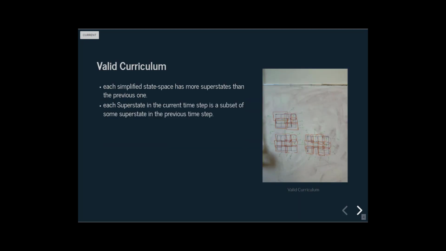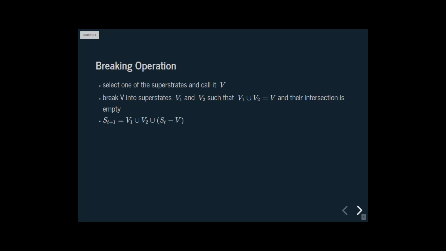A valid curriculum should satisfy these two simple conditions. Each simplified state space has more superstates than the previous one, and each superstate in the current time step is a subset of some superstate in the previous time step. As you can see, the curriculum is getting more complicated and complex over time and has more number of states and has this sense of smoothness that we have in our mind for learning environment.